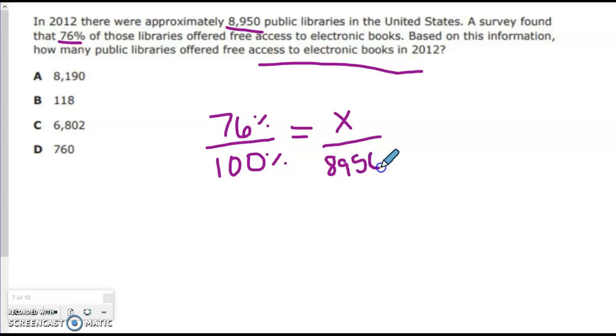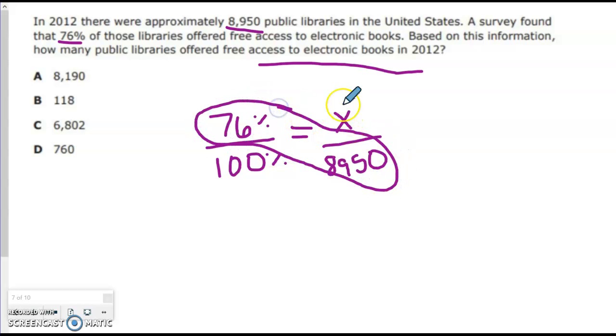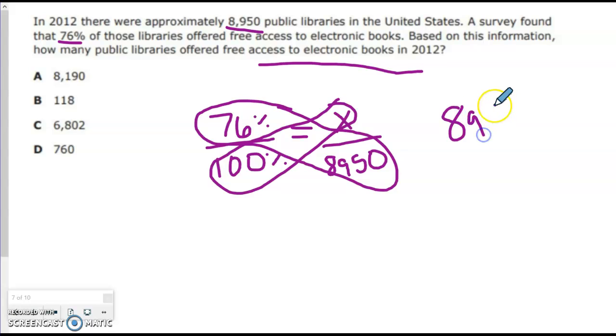I need to get something to try to write on my screen because this is crazy. So we're going to have to cross multiply on this one. We're going to end up dividing by 100. So we're going to have 8,950 times 76. Jeez, this is horrible handwriting. And then we'll divide by 100.